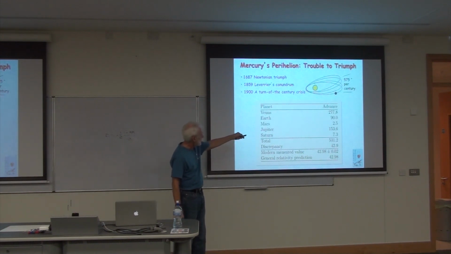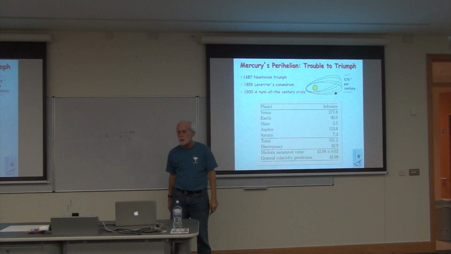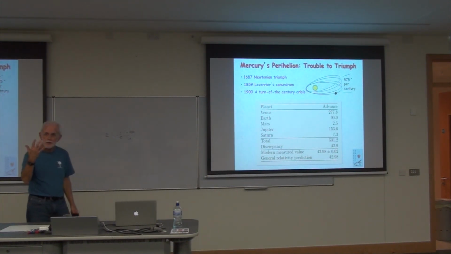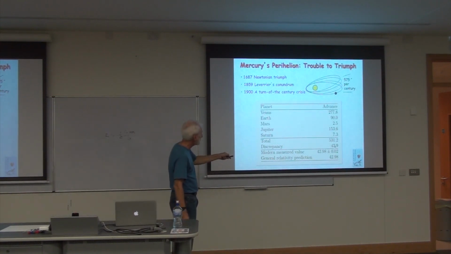Venus produces a hefty amount. Obviously, it's closer. Mars produces almost nothing because it's just far enough away, and Mars is a very light planet. It has very low mass. So it gives nothing. Saturn, 7.3. But the trouble is, that does not add up to 575 arcseconds per century. It's 43 arcseconds short of the observed precession. And so what could it possibly be?